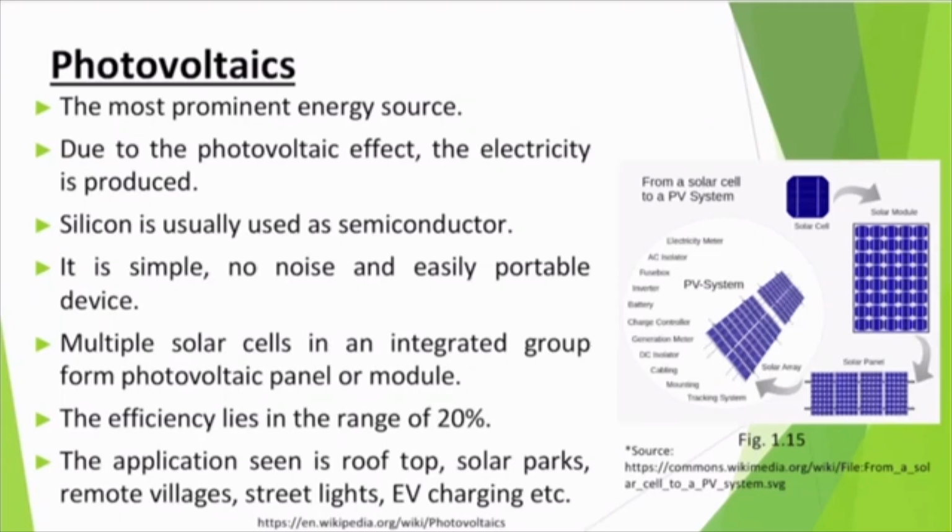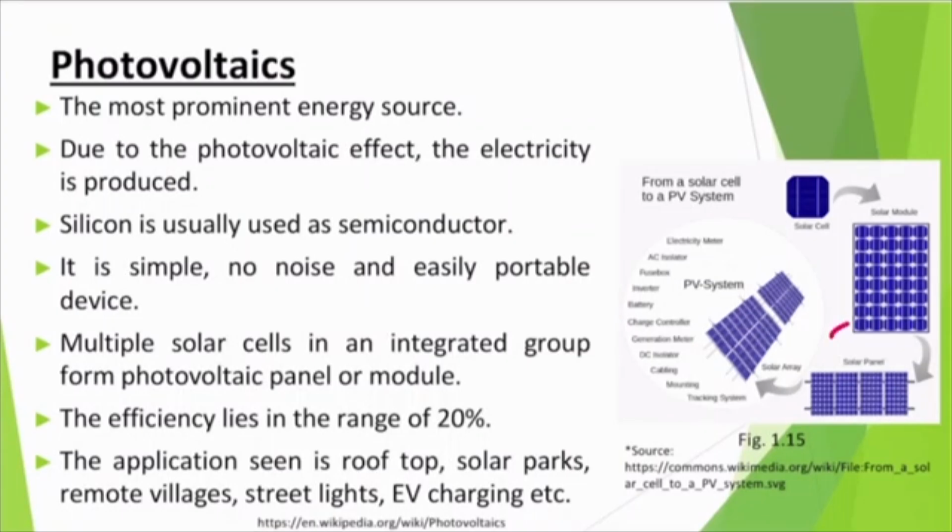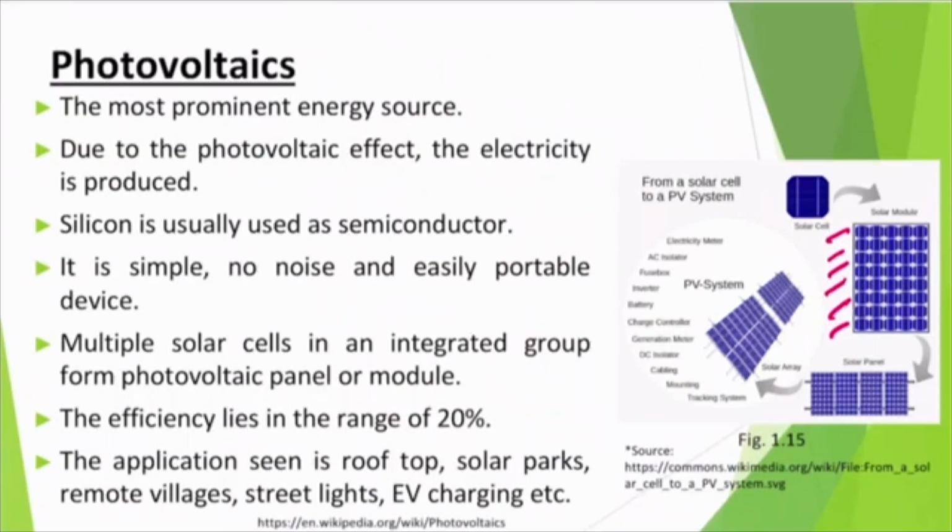Now, multiple solar cells in an integrated group form a photovoltaic panel or a module. As you could see, there are different layers being created, and some of them are connected in series, some of them are connected in parallel. There is one major issue with solar cells, that is the efficiency. Researchers across the globe are working very hard to increase the efficiency, and generally it is close to 20% as of today. The applications are seen in rooftops, solar parks, rural villages, street lights, and also in electric vehicle charging.